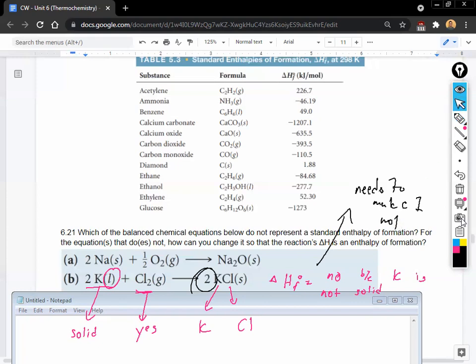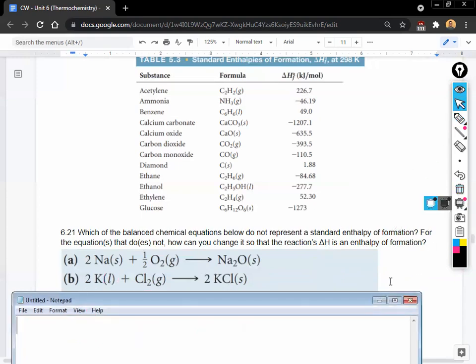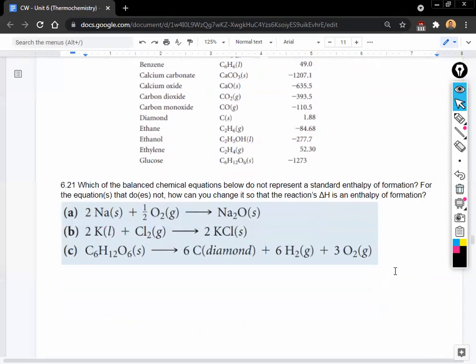All right, and last but not least, we're going to be taking a look at this one. I'll give you guys another minute to try C. I want you to see, yes or no, does this reaction represent the standard enthalpy of formation? This one should be kind of easy. Just remember the definition of standard enthalpy of formation. You're trying to produce something very specific.